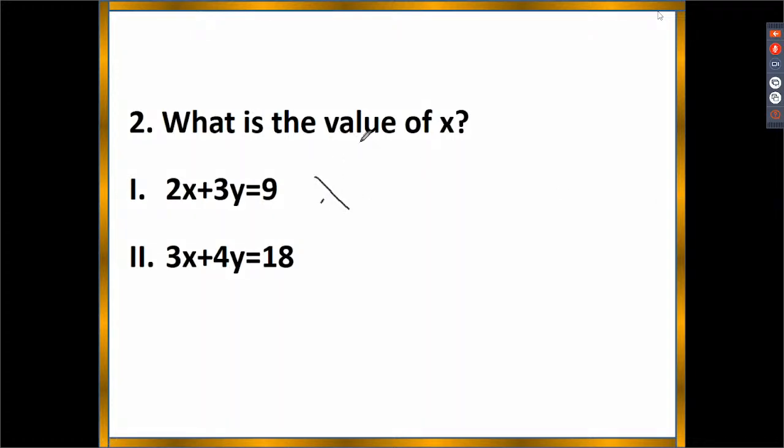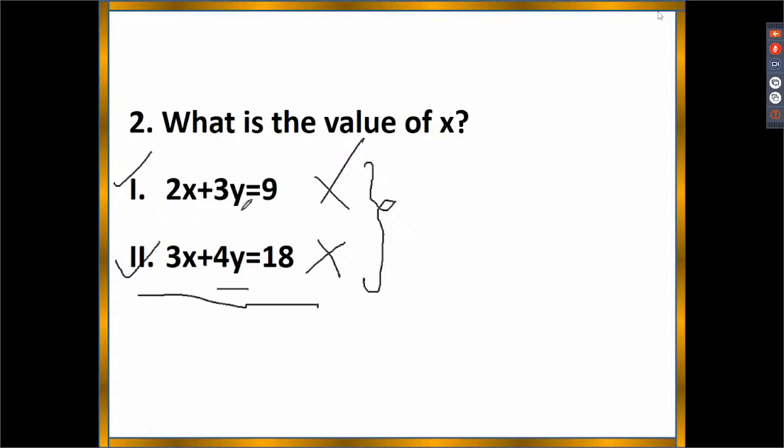Second one, statement 2: without knowing the y value, how can you get the x value by using only one linear equation? Statement 1 alone and statement 2 alone are not sufficient. But if you combine both the statements, whenever we have two different linear equations, by solving both the equations, you may get the x value.